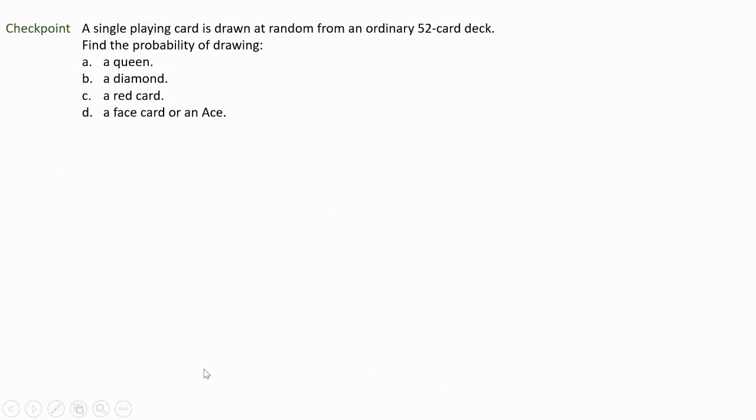Okay, now, checkpoint. A single playing card is drawn at random from an ordinary 52 card deck. Find the probability of drawing a queen, a diamond, a red card, or a face card. At times, there are students, especially nowadays, who don't know what the cards look like because they don't play cards anymore. Like, for example, when I was growing up, we used to play cards all the time. So I know exactly what some cards look like. But for the students who don't play cards, I'm going to show you a visual presentation here.